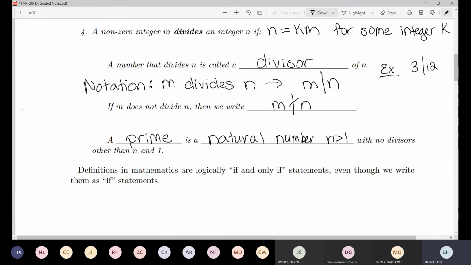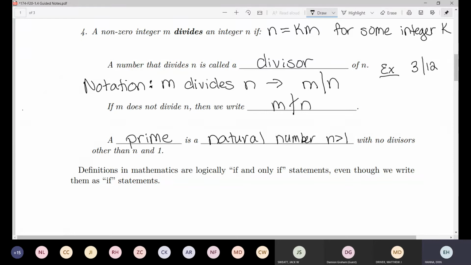Except 2 is also a prime number. 2 is a prime number. It is the only even prime number that exists. Every other prime number is odd because every other even number is divisible by 2. So prime numbers are 99% of the time odd, but 2 is also a prime number because it's only divisible by 2 and by 1.